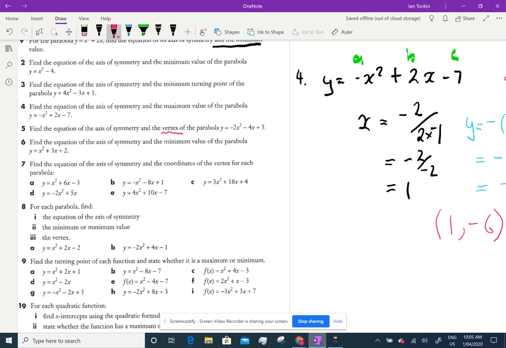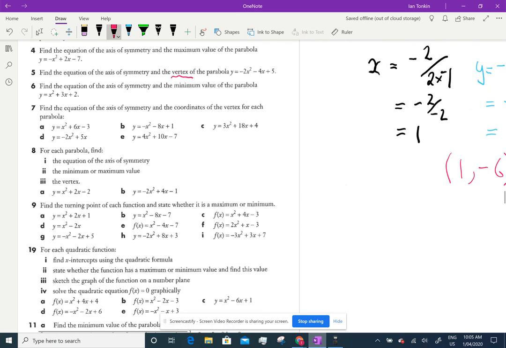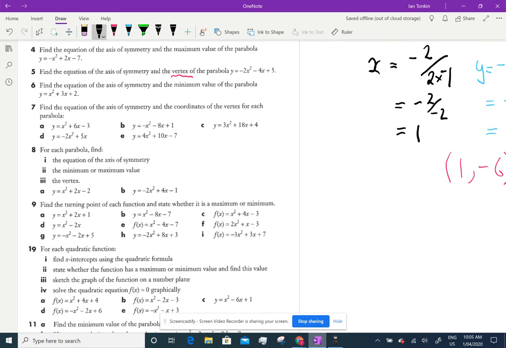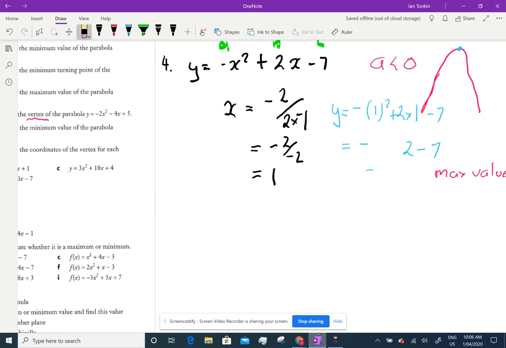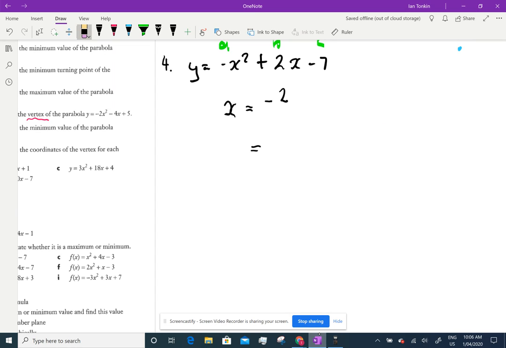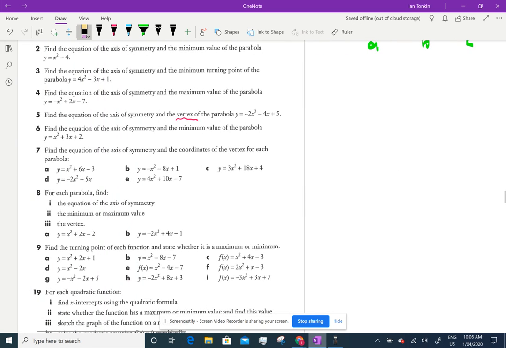I want to get on to question 10, 9 and 10, but I'm going to do one of 7 first. So let's have a look at 7. So I'll create some space here. And in question 7, and remember, the more you do of these, the better you will get. So question 7, find the equation of the axis of symmetry, the coordinate of the vertex for each of these.